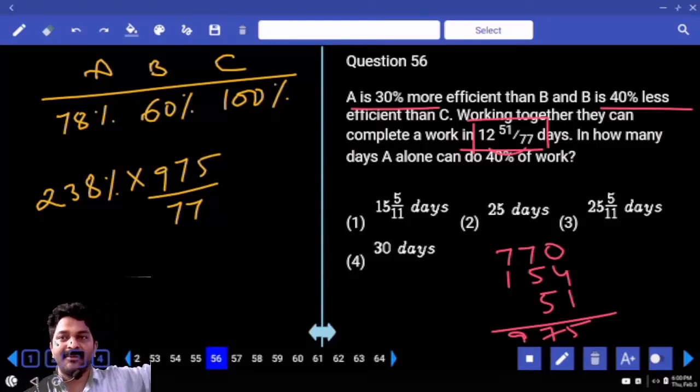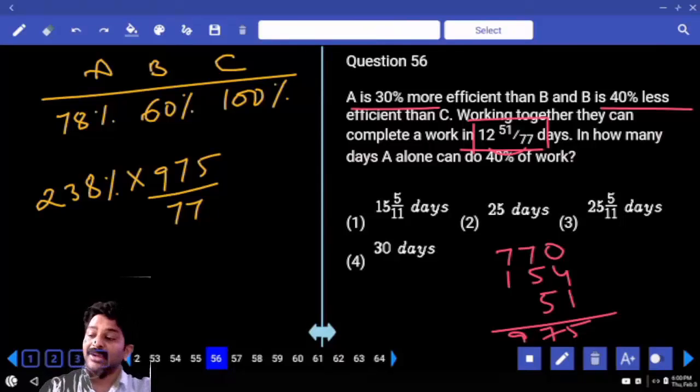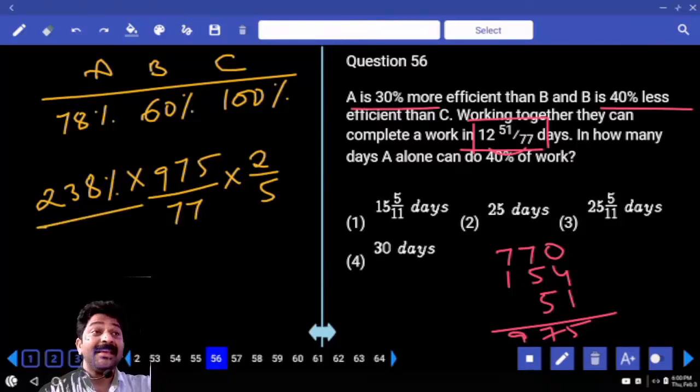Efficiency multiplied by number of days is the total work. Are you getting my point? Now who should complete this work? Were you asked to calculate the total time taken by A to complete the work or 40% of the work? Then you should consider only 40% of this number. Can I take 40% as 2 by 5? Now this must be divided by A's efficiency.